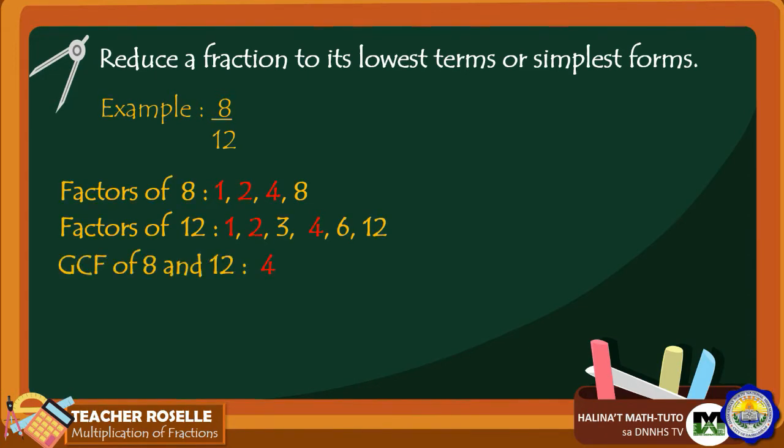Now let's go back to the main question. What is the lowest term of 8 over 12? Since the GCF of 8 and 12 is 4, 8 divided by 4 is 2, and 12 divided by 4 is 3. So the simplest form or the lowest term of 8 over 12 is 2/3.